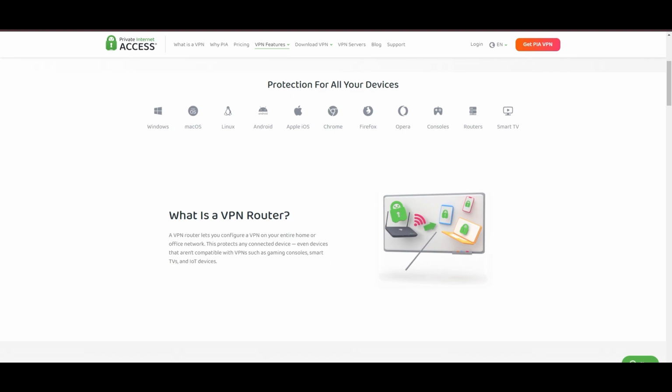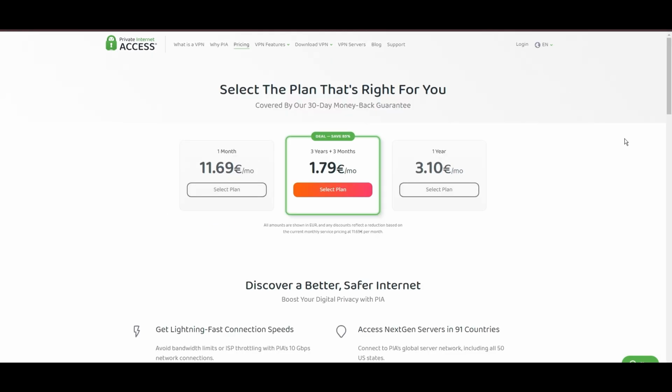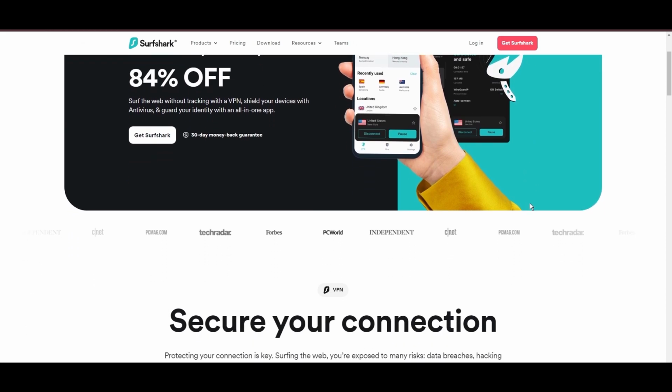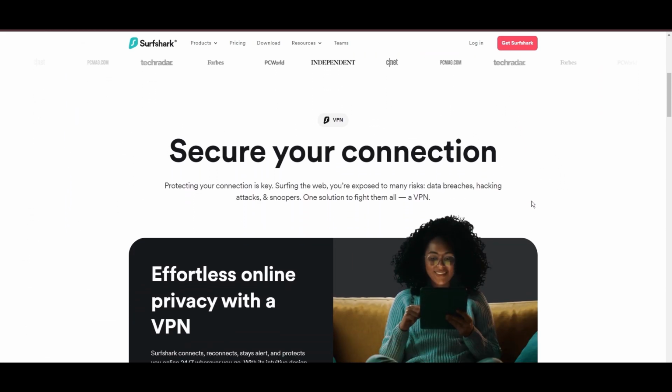PIA's pricing strategy is notably competitive, offering significant savings for long-term commitments, standing out in a crowded VPN market. In summary, Private Internet Access sets itself apart with its unmatched server network and competitive pricing, emerging as a compelling choice for Firefox users and general VPN consumers.